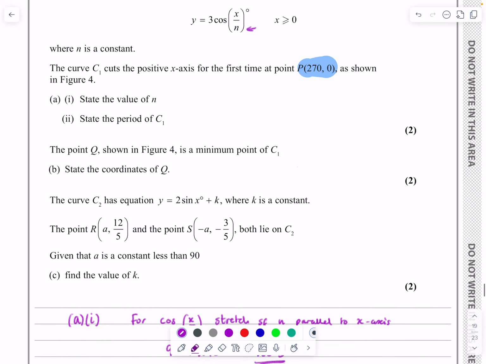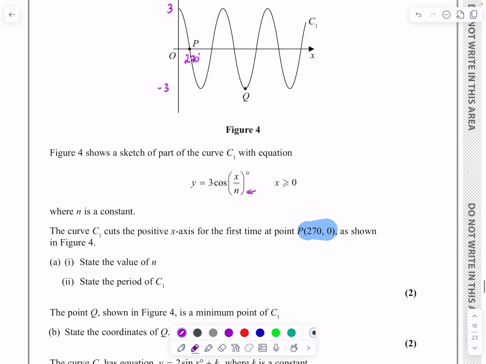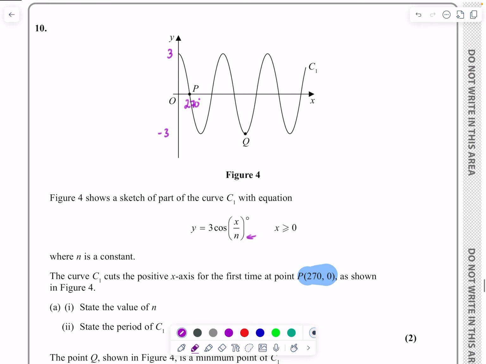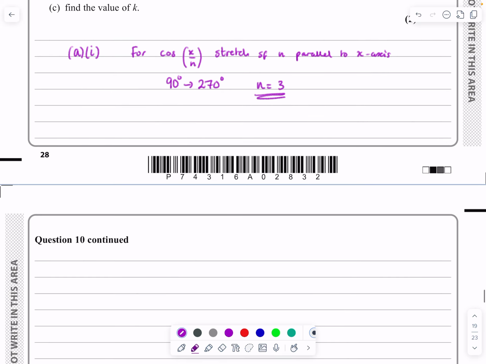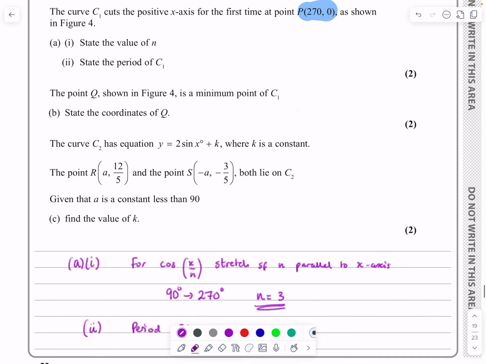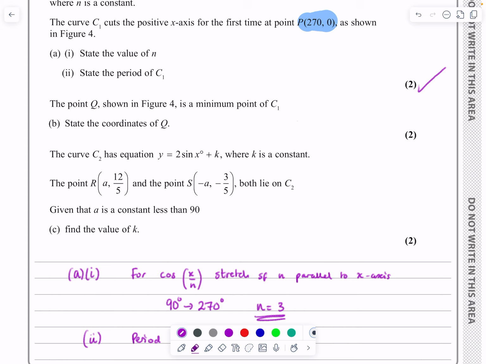Part 2 says what's the period of C1? Well, again, as I'd said originally, that would have been 360 for the normal cos graph, but if we've stretched this by a scale factor of 3 now, then it's going to be 360 times 3. So for part 2, the period is 360 multiplied by 3, and that gives me 1080. Now, both of those are worth 2 marks in total, so it doesn't really matter how much working out you're going to do for that.